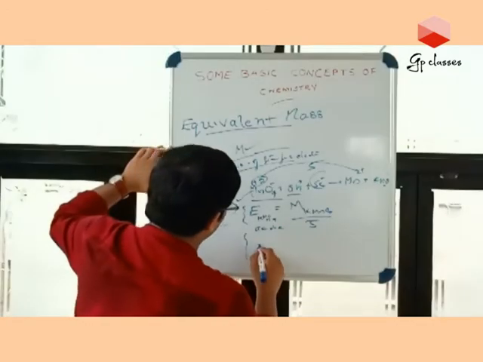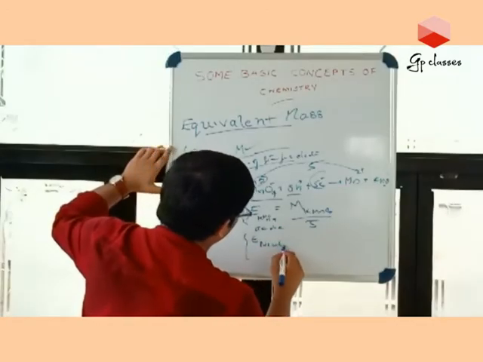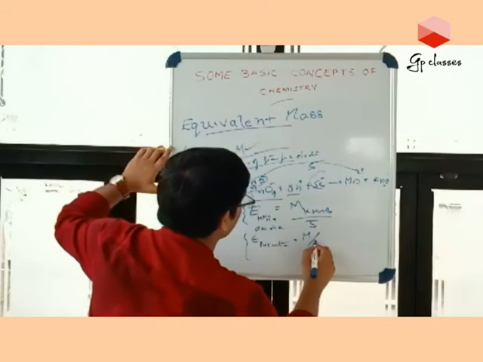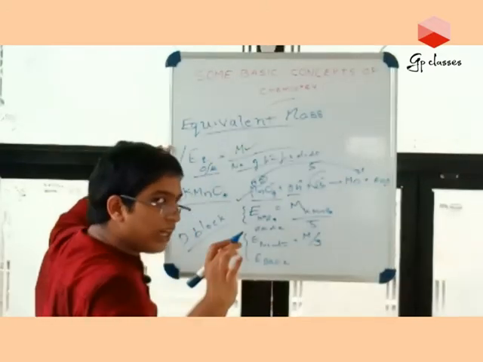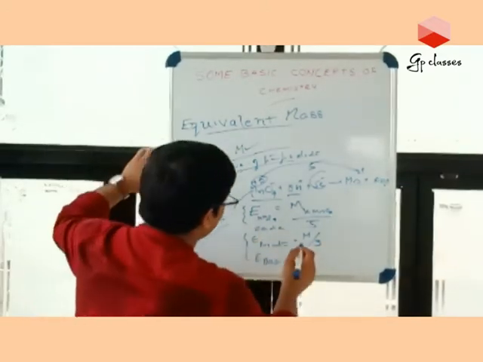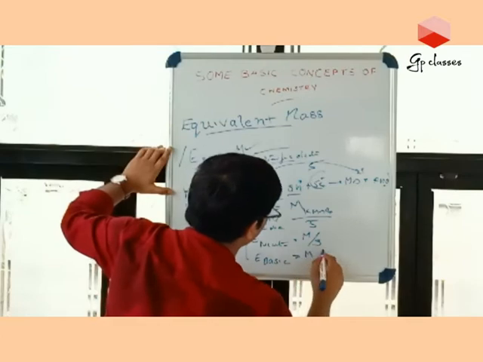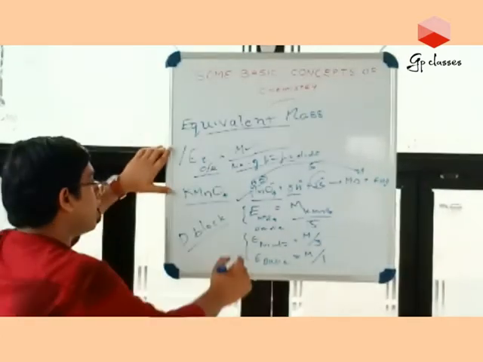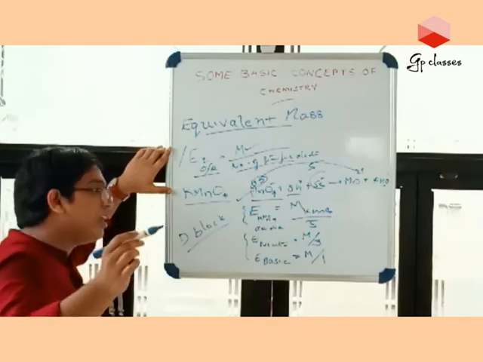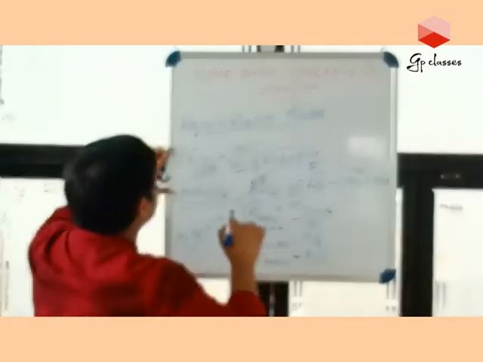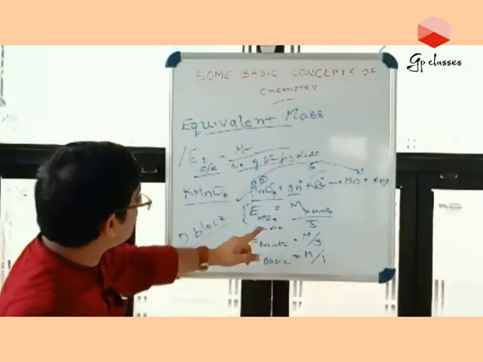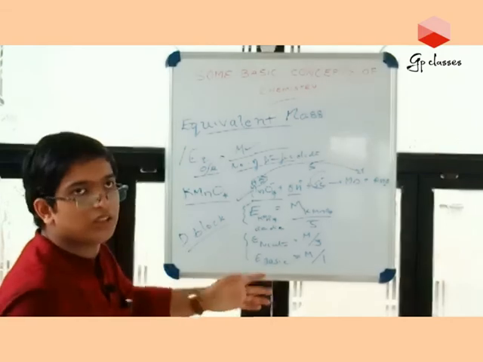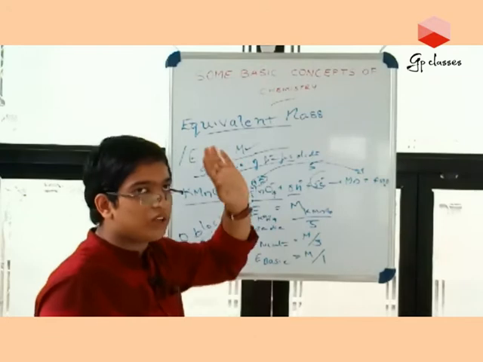So what about in neutral medium? In neutral medium, it is net mass divided by 3, and in basic medium, the calculation we will study in D block, I am just giving you the final answers. In basic medium, you will get net mass divided by 1. So KMnO4 has different equivalent masses in different solutions: it differs in acidic medium, in neutral medium, and it is something else in basic medium.